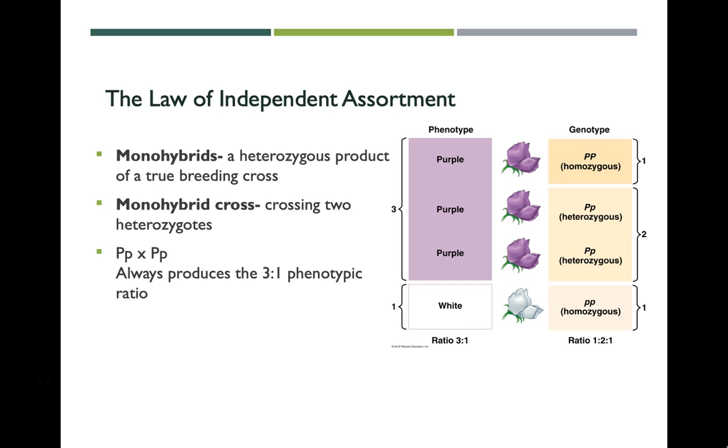So monohybrids are the individuals that are heterozygous. So it would be these individuals here, big P, little p individuals. And a monohybrid cross is where you cross those individuals. For a true monohybrid cross, crossing two heterozygous individuals, you're always going to get a 3-to-1 phenotypic ratio.